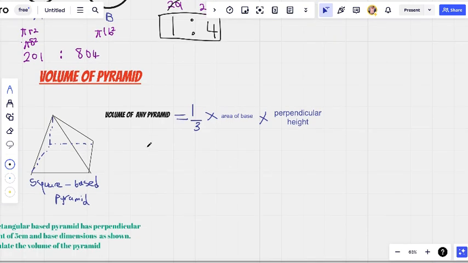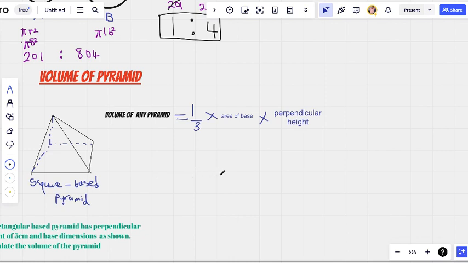Just like the way we have different types of prism, we also have different types of pyramid. We have a square-based pyramid. If we want to list them, this one we've drawn here is a square-based pyramid. We have hexagonal base pyramid, rectangular base pyramid, triangular base pyramid, and so on and so forth. So we have different types of pyramid. So I hope we know.